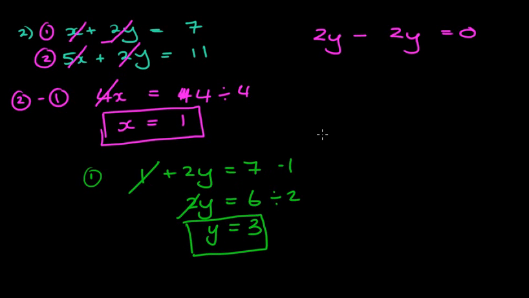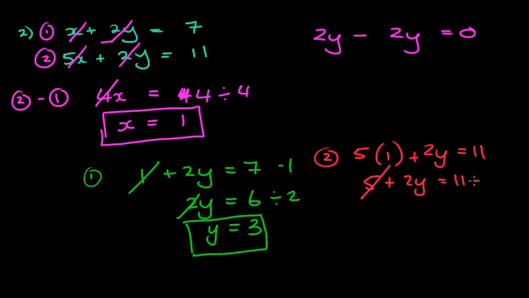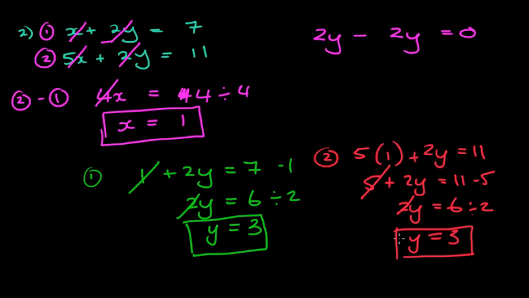Let's see what happens if I put it into the second one. Okay, so 5 lots of 1 plus 2y equals 11. So 5 plus 2y equals 11. Let's take the 5 away. 2y equals 6. Divide it by 2. y equals 3. Look, it's the same answer, so it doesn't matter which one you substitute it back into once you've found that first value. Okay, and that's pretty much about it.